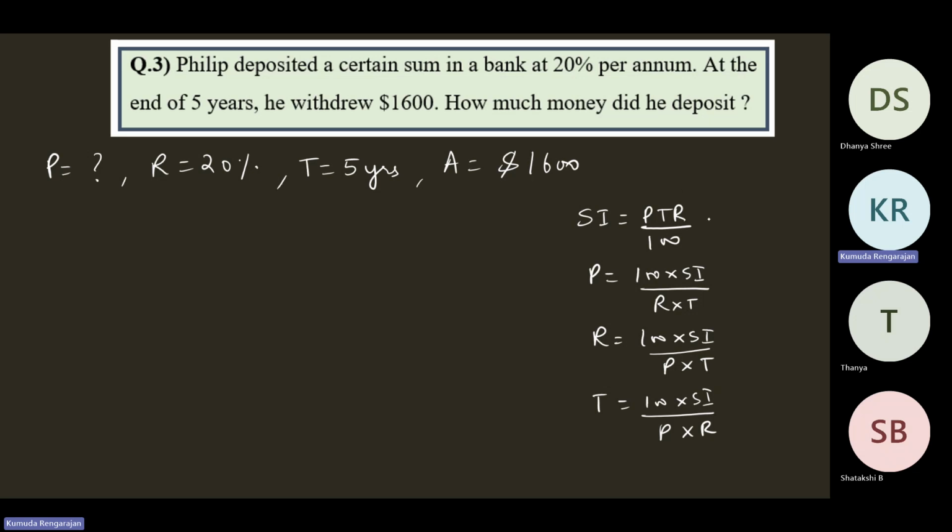So if you try to use this formula, we don't know simple interest, we don't know the principal also, so you cannot use this. Okay, this formula, principal, we don't know simple interest. Everywhere you will have the same trouble. We don't know principal, we don't know simple interest. So none of these formulas we can use, because we don't know two things.